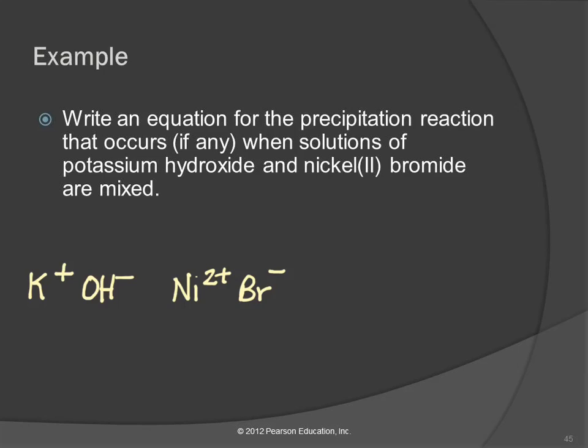And so up here we're going to put KOH, and it says solutions of. This is aqueous. Plus, and here I've got Ni2+ and bromide. These charges are not the same. We can do the crisscross thing.